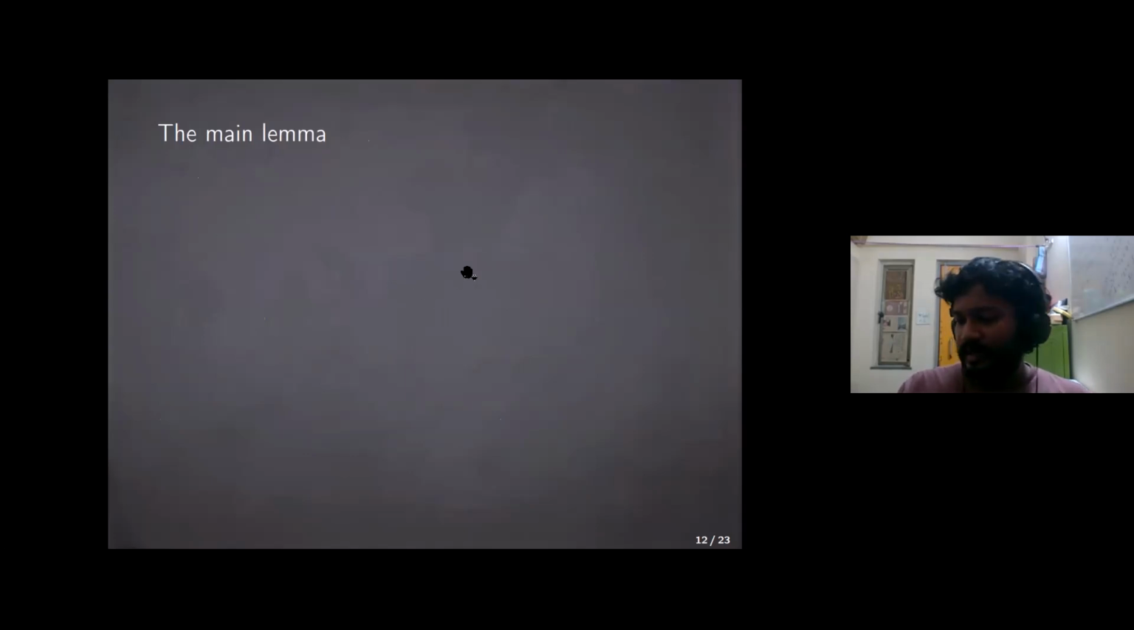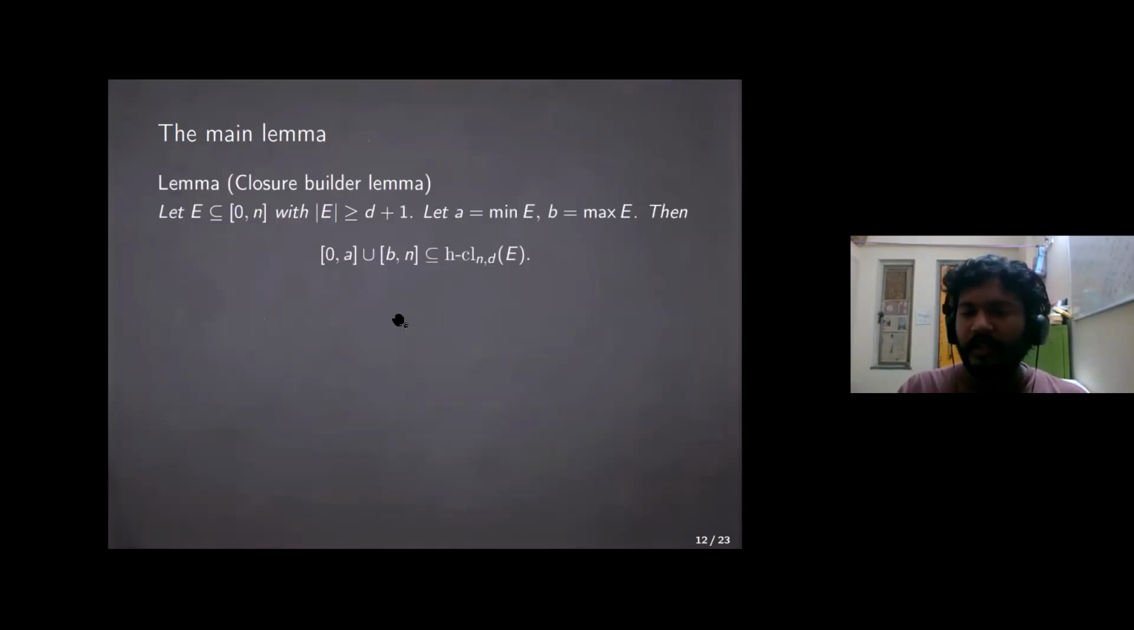So what comprises the proof of this? There is a very small lemma, a cute lemma actually. It's more or less a neat consequence of the Alon-Füredi bound, and the lemma, in some sense, sheds light on why this machinery should work the way we expect it to work. So this is what I call a closure builder lemma because intuitively for me, repeated application of the operator L is a means of building the hyperplane closure of E, step by step.